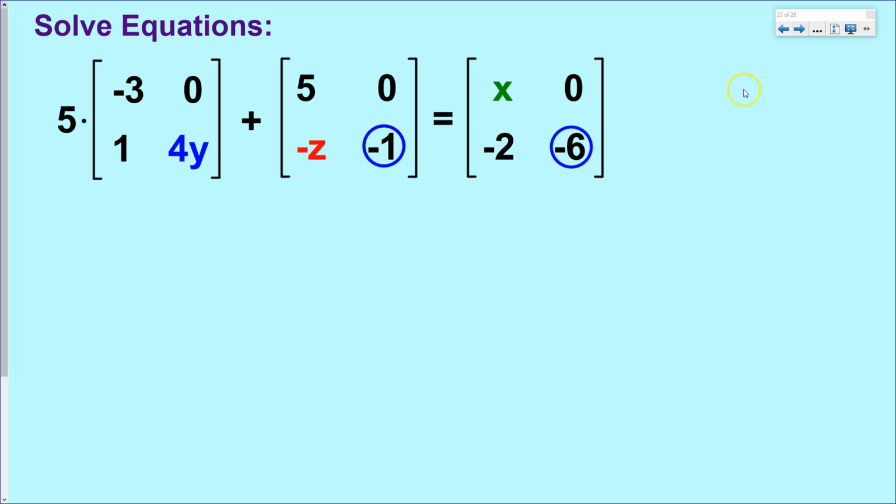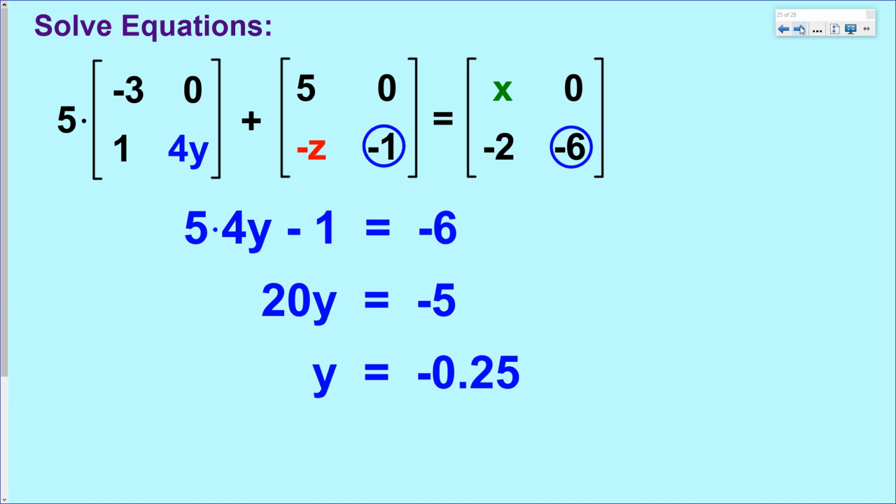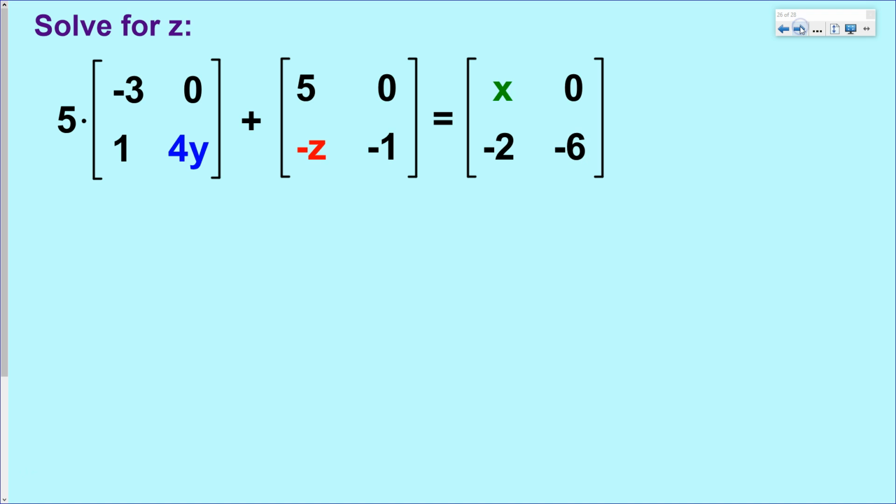If you have a variable in a different spot though, notice that the scalar multiplier applies to the 4y minus 1 and then is equal to -6. So you should be able to write an equation that looks like that. Solve it. It's a linear equation, very easy to do, and you get an answer of y is -1/4 or -0.25. Why don't you pause the video right here and write and solve an equation for the variable z.